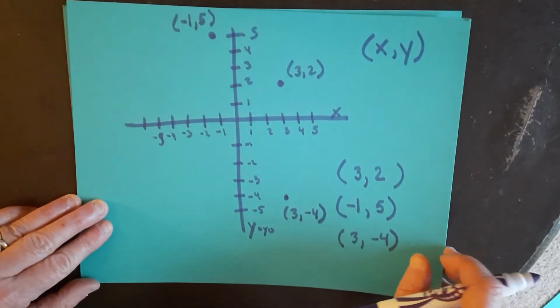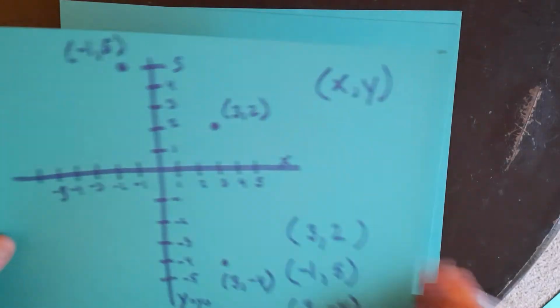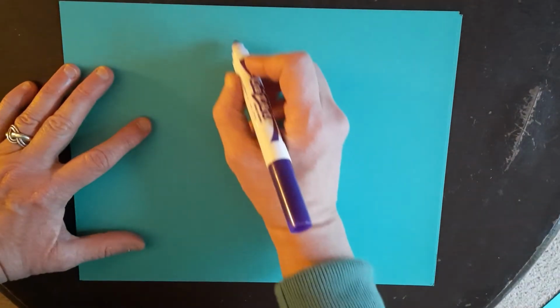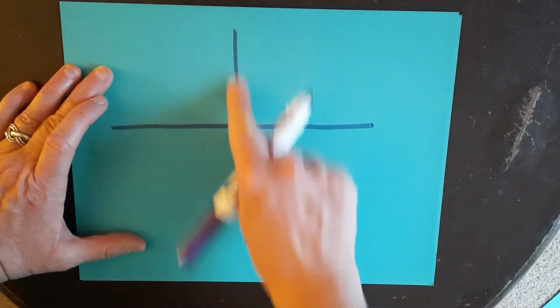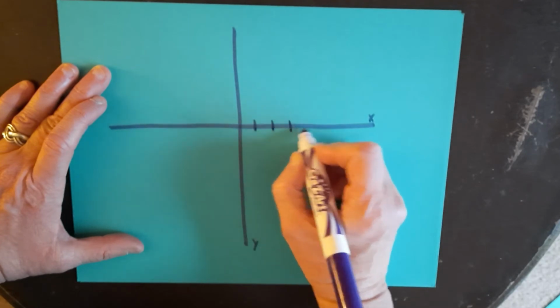So that's all there is to lesson 50. Now, lesson 51 is where we're going to actually, instead of just plotting ordered pairs, plot some lines. So we're going to draw another little graph. This is the y-axis, and this is the x. I'll put some more points on here.